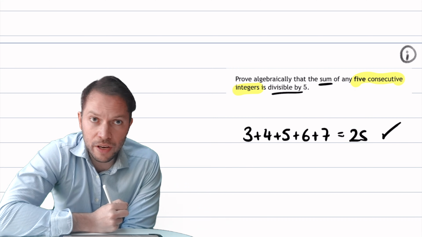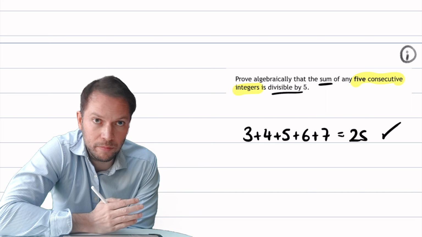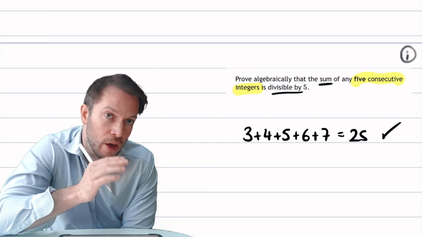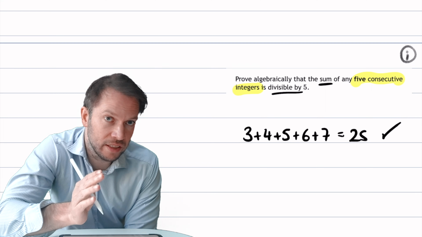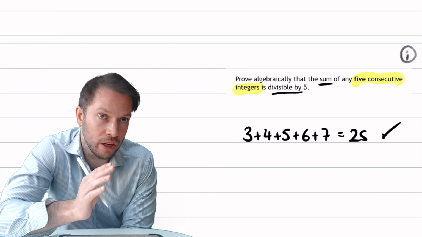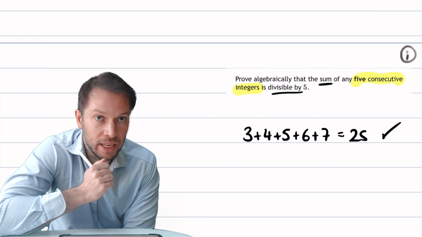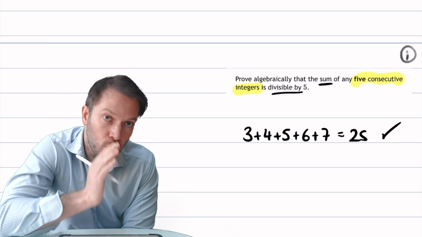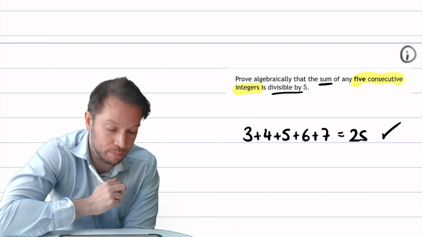But the thing is, it's not enough to just do an example, or even 2 examples, or even 100 examples. We have to show that whatever 5 consecutive integers we chose, that's always going to give you a sum that's divisible by 5. And to prove it's always true, we have to do it algebraically.